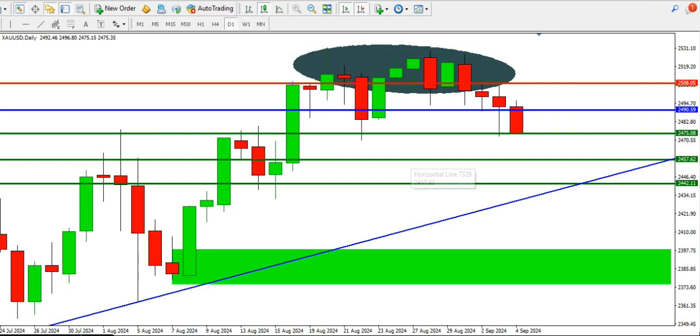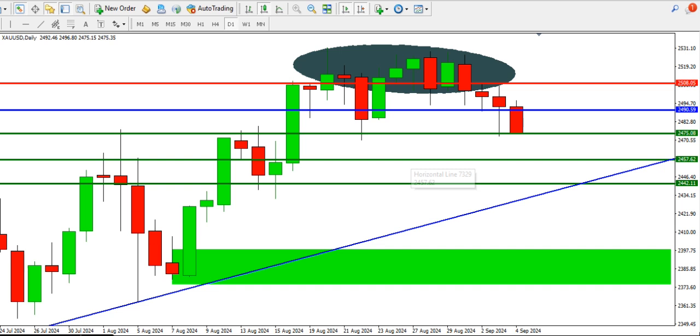Today we'll be looking at how we can trade gold, that's XAUUSD, on the smaller time frames. But before we go to the smaller time frames, let's quickly look at what has happened on the daily time frame, the weekly time frame, and the monthly time frame. All right, we will start with the daily time frame.